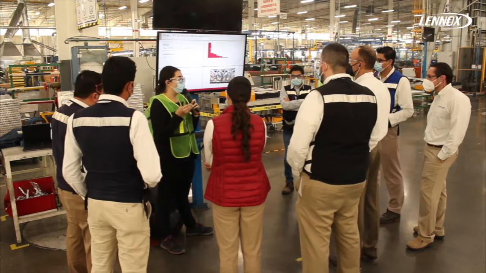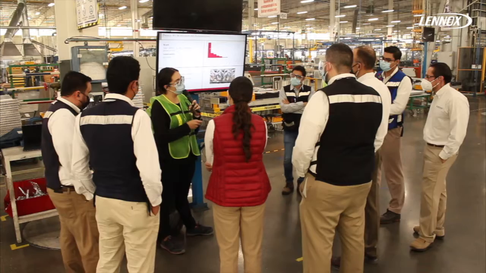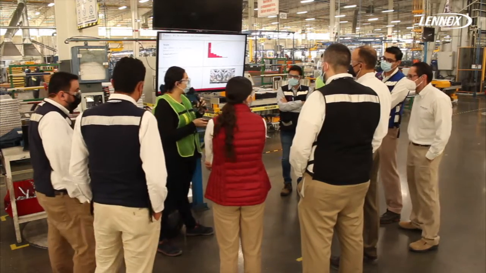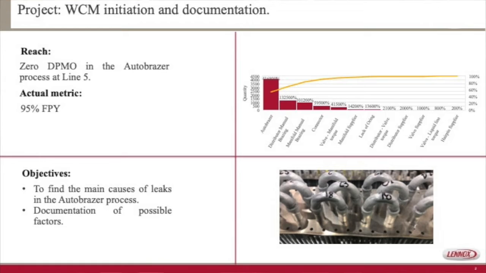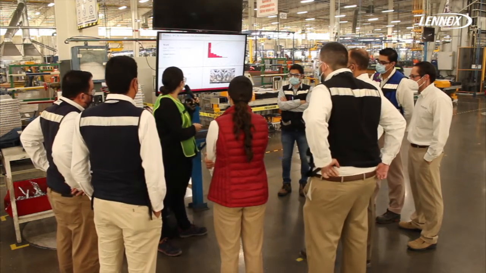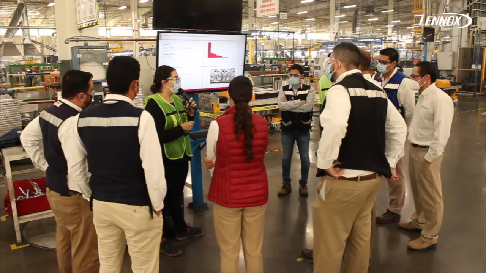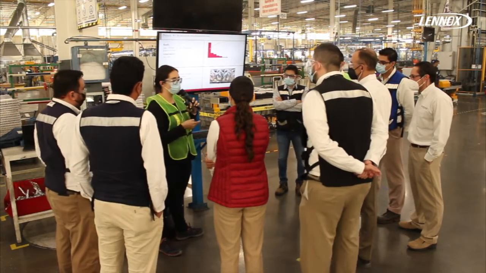The main long-term reach of this project is to achieve 0 defects per million opportunities in the auto-brazing process. The actual metric is a high efficiency of 95%, but we are trying to achieve 100%. Here we have a graph of all the leaks that we have at Line 5, and as you can see, we are mainly focusing on the auto-brazer process. The objectives are to find the main causes of these leaks and to document all the possible factors.